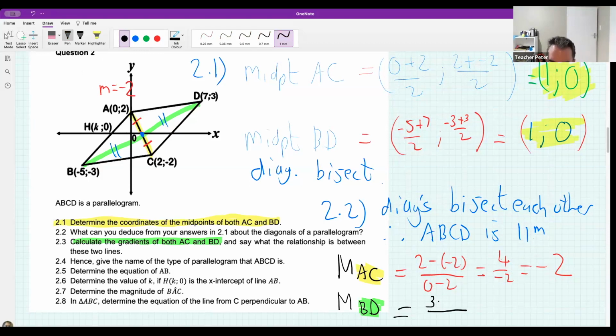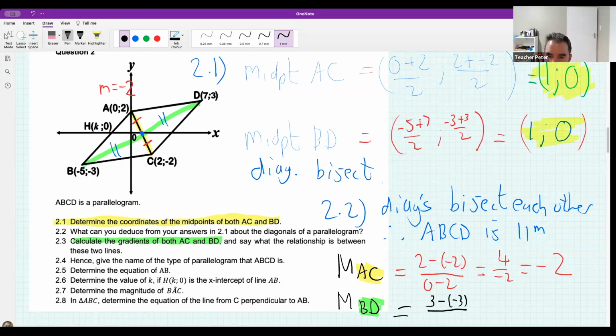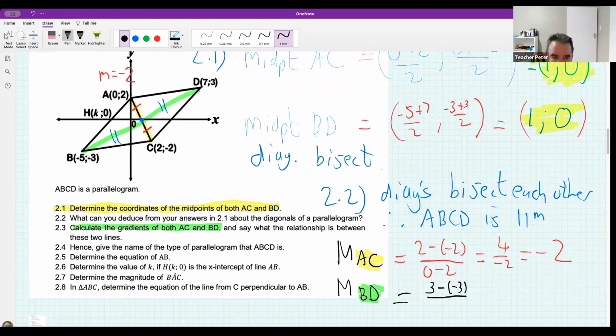So 3 minus 3 over 7 minus 5, 3 minus 3 over 7 minus 5, which equals 6 over 12, which equals a half.